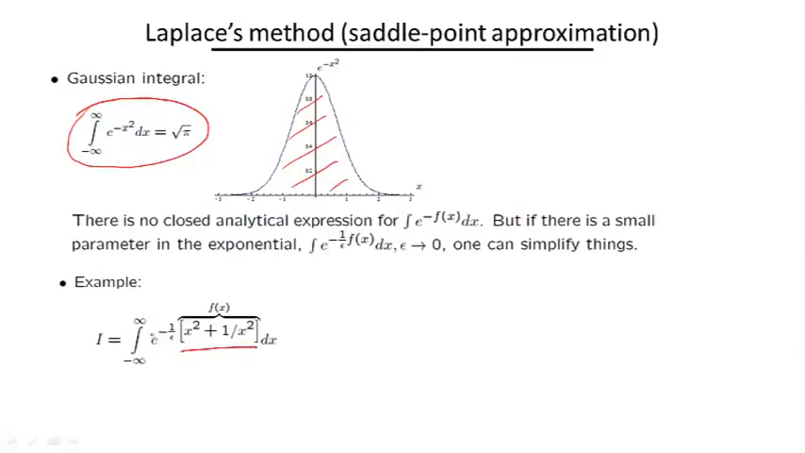And so I want to integrate the exponential of minus this function from minus infinity to plus infinity. There's no closed analytical expression for the integral of this sort, but it turns out that if we have this small parameter in the denominator of the exponential, things can actually be simplified. In order to see how it happens, let me plot this function f of x.